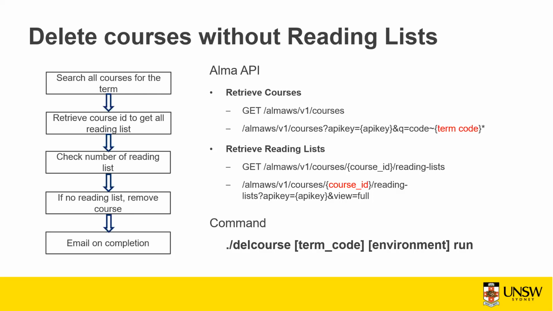So for term 1, 2019, there were 1,595 courses in the feed, and we used this script to remove 1,289 courses successfully. The script runs for about 40 to 50 minutes. So this is just to give you an idea of the number of courses we normally have, and how much time the script will need to run.